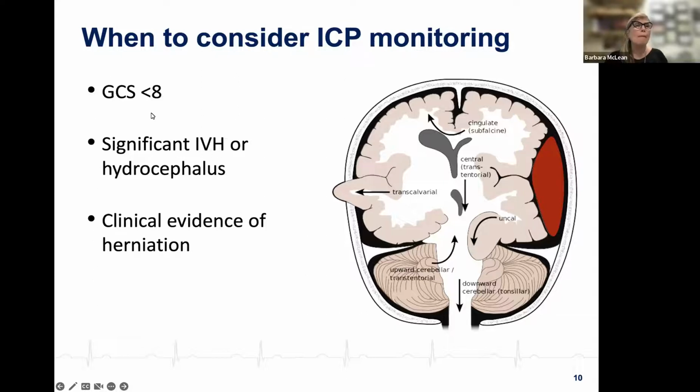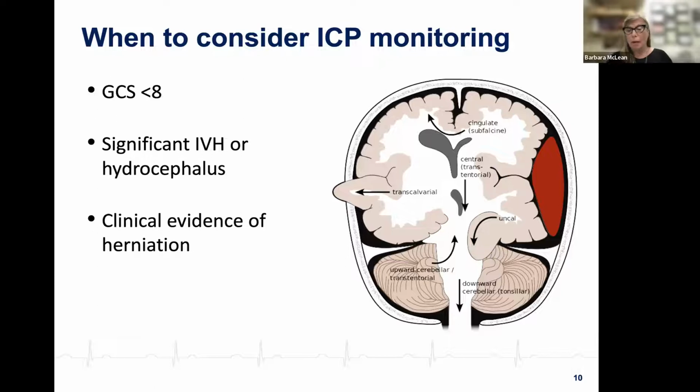So first and foremost, a persistent GCS of less than 8 without exact explanation and causative factors, we're going to consider monitoring ICP. If what we've seen on your CT scan or your MRI is that you have significant intraventricular hemorrhage or hydrocephalus, we're going to consider monitoring ICP. Or if you are presenting with some clinical signs of herniation. From my point of view, by the time you're at herniation, it's a little bit too late. So I want to suspect this in any individual who has a neurologic deficit that is advancing under my care. I'm going to consider asking for ICP monitoring.